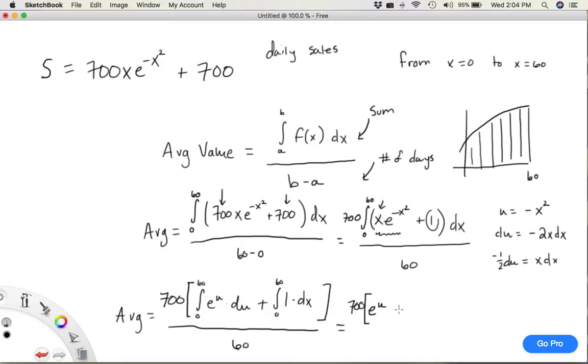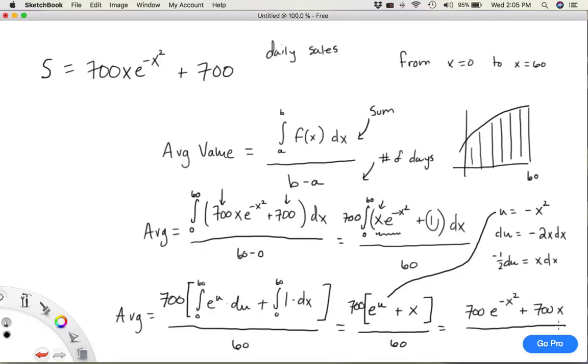And the integral of 1 is just x. So you get plus x, over 60. Then, because our original equation had no u's in it, we're just going to plug this back in here. So it's really 700 e to the negative x squared plus 700x over 60.